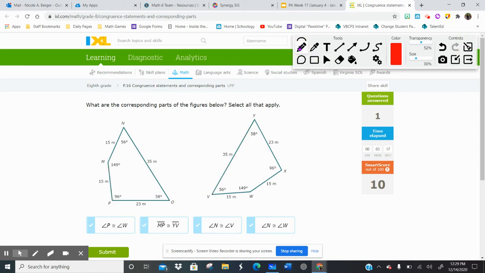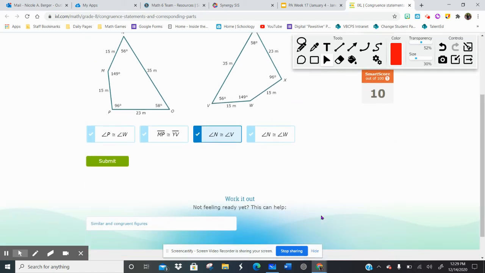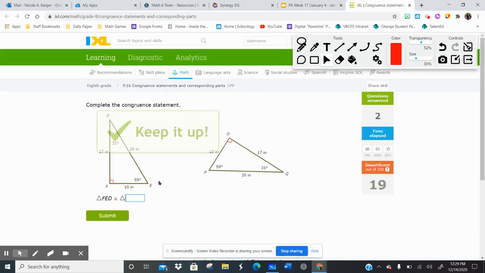So no. Angle N, right here, 56 degrees, is congruent to angle V, right here, 56 degrees. So yes. And then angle N is congruent to angle W. Well, then no, because we already figured out that N is congruent to V. So ta-da, that one.